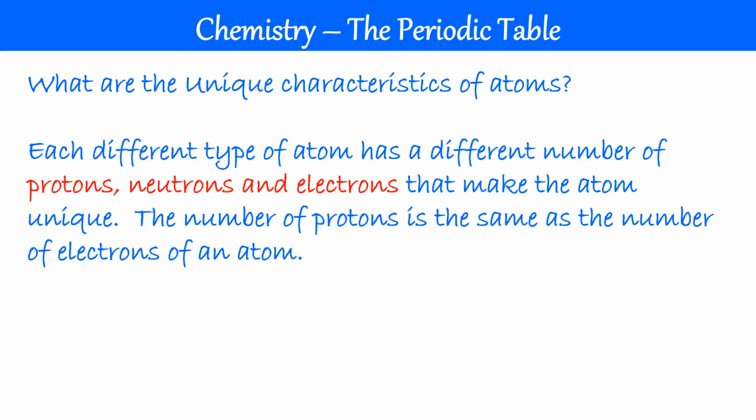What are the unique characteristics of atoms? Again, each different type of atom has a different number of protons, neutrons, and electrons that make the atom unique. The number of protons is the same as the number of electrons of an atom if it's balanced.